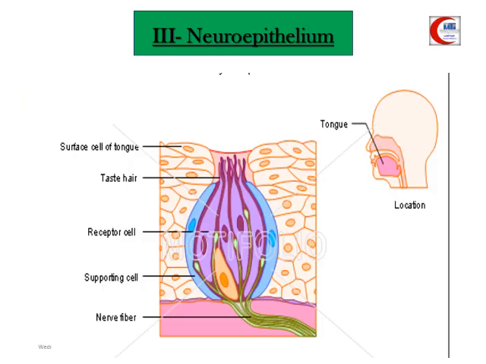and so on. The third type of epithelium is called the neuroepithelium. From its name, this type of epithelium can receive sensation or stimuli. It is formed of three main types: supporting cells, sensory cells, and basal cells. These basal cells act like stem cells and can regenerate.